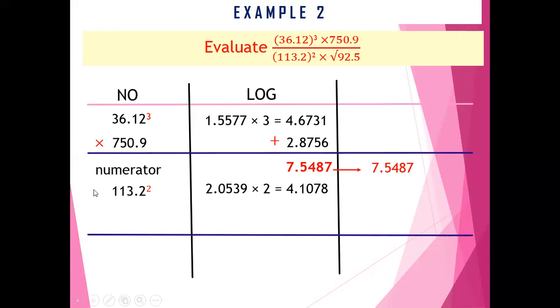So if we move the point 2 times, our power here, characteristic here will be 2. We check 1 under 3 difference 2, we should have 0.539. Now this raised to the power of 2 should become multiplication by 2, so times 2, and we get 4.1078. Now let's move to the other part, times square root of 92.5.